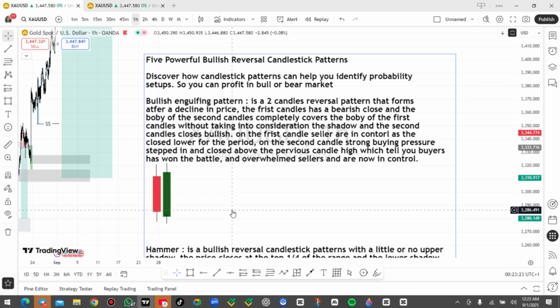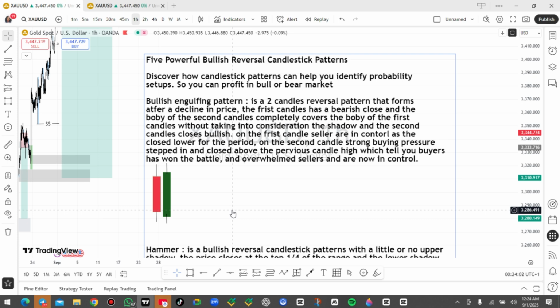Now we have the bullish engulfing pattern. What is a bullish engulfing pattern? A bullish engulfing pattern is a 2 candle reversal pattern that forms after a decline in price. The first candle has a bearish close and the body of the second candle completely covers the body of the first candle, without taking the shadow into consideration. The body of the second candle covers the body of the first candle fully, telling you what?